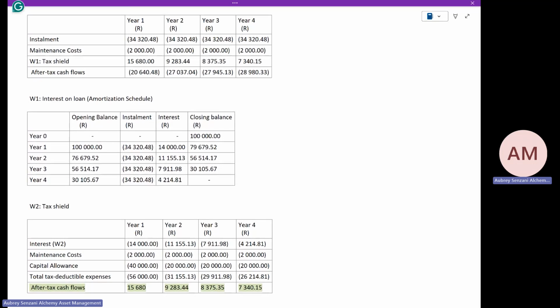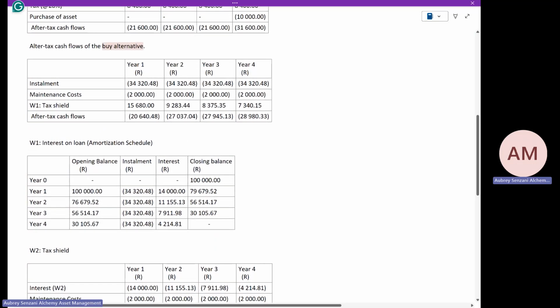We know the principal, we know the installments, and then it's going to work out the interest that we're paying every year, and it's also going to work out the balance, but you guys know this. So we have that. Then the steps are the tables. You cannot complete the after-tax cash flows of the buy option because we don't have the tax shield.